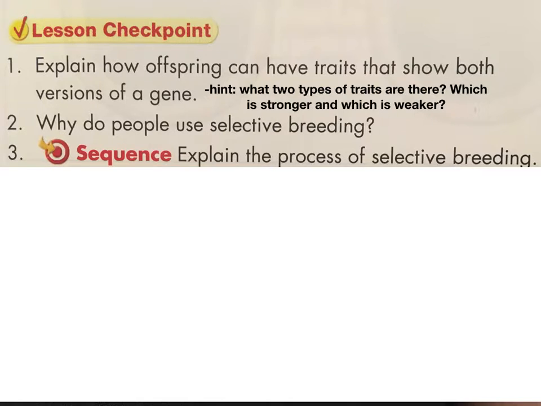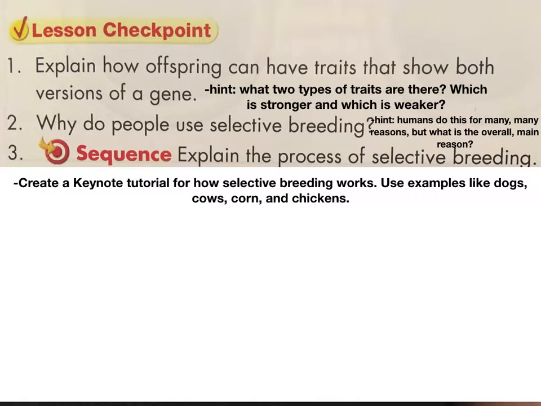This will help you. Number 2, why do people use selective breeding? Hint, humans do this for many, many reasons, but what is the overall main reason? They talk about it a lot. And then number 3, explain the process of selective breeding. I want you to create a keynote tutorial for how selective breeding works. Use examples like dogs, cows, corn, and chickens. How does it benefit us? What is the point? Just tell me those things.